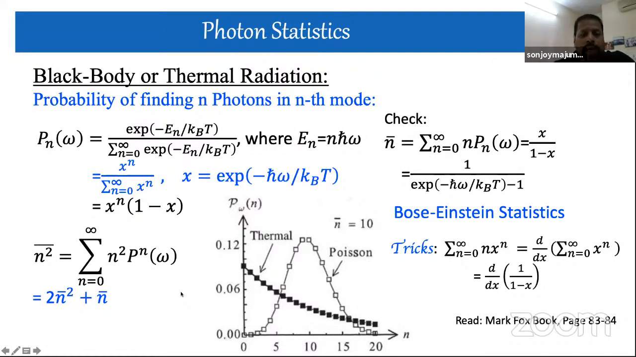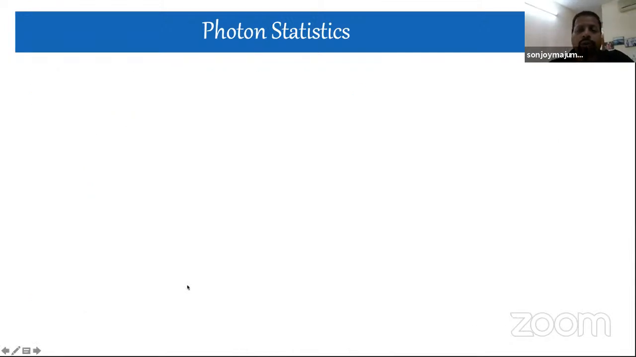So I believe you have understood that for thermal radiation, which is classical light, the variance is more than the mean value. That is called the super-Poissonian distribution. Now let us look at the Poissonian case, where the variance is equal to the mean. But we are interested in the sub-Poissonian case, where you see the quantum signature of the light.